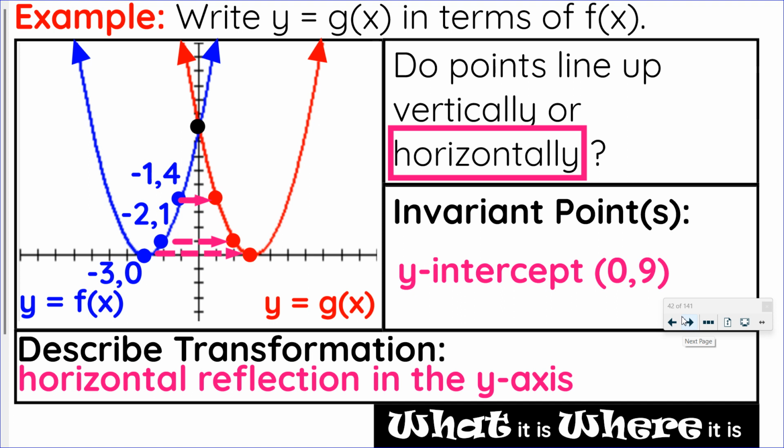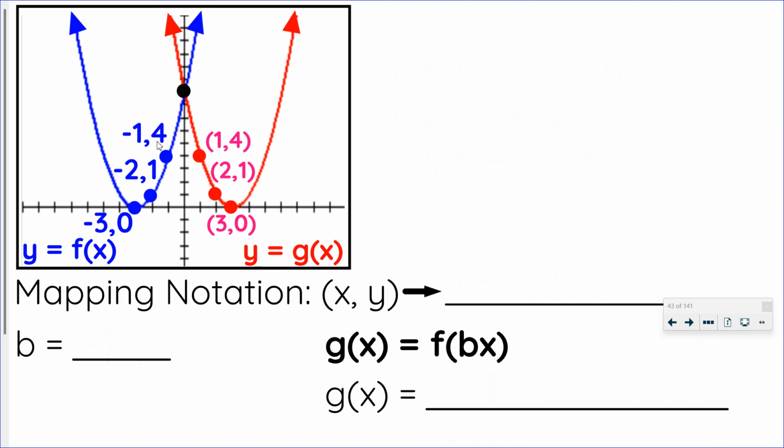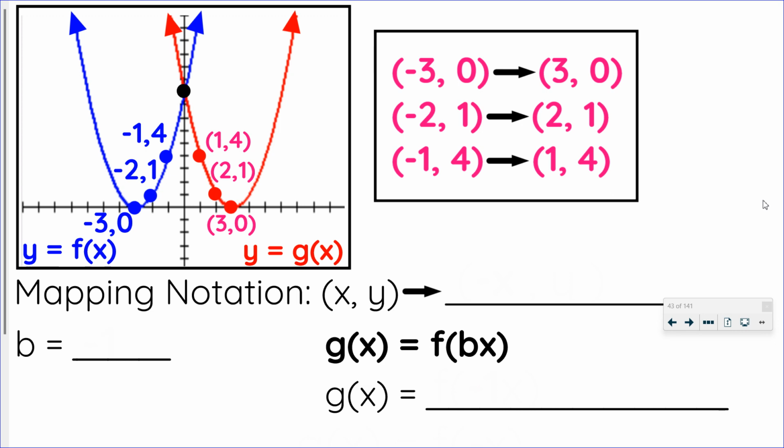Let's look at the mapping notation. So lining all our points up, these are the key points that I reflected. I can look at my mapping notation from original to image. In this here, I can see negative 3, 0 became 3, 0. I can see my y values all stayed the same.